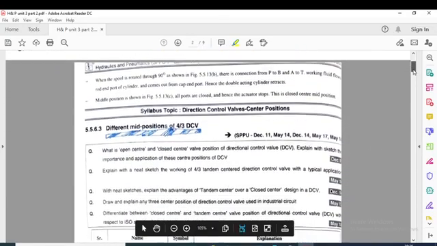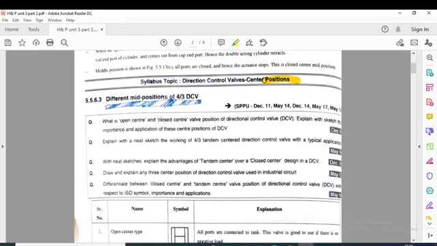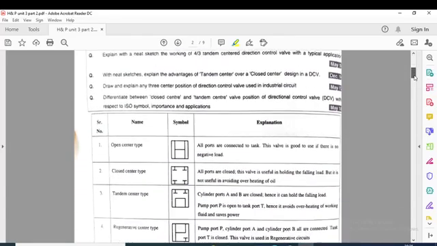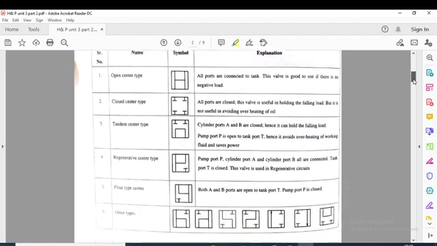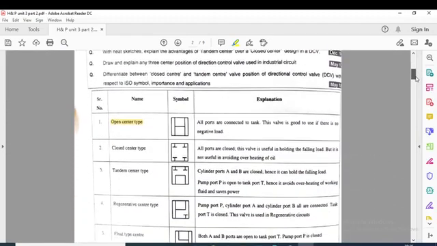Okay, so here we are, the center position of this direction control valve. Here we are going to see how many central positions the 4 by 3 direction control valve can have. So this is the first type of position of the direction control valve, and its center position here. The first one is the open center type center position of this direction control valve.